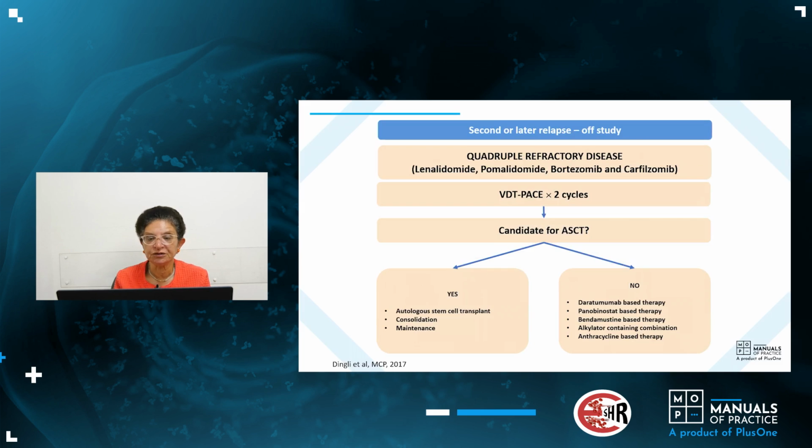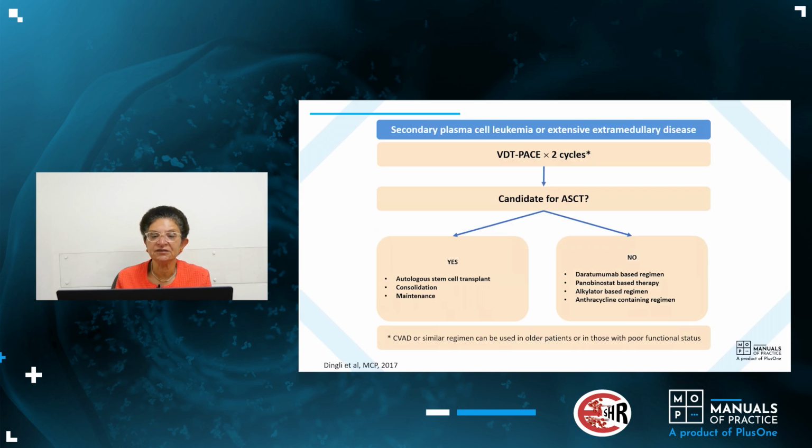How about quadruple refractory disease? Patients that are refractory to lenalidomide, pomalidomide, bortezomib, and carfilzomib. You think of VTD-PACE with 2 cycles, and then you think of stem cell transplant. If the patient is a candidate for stem cell transplant, you go for autologous, followed by consolidation, followed by maintenance. If the patient is not a candidate, then daratumumab is your choice. Maybe panobinostat-based therapy, maybe bendamustine-based therapy, maybe an alkylator-containing combination, or an anthracycline-based therapy.